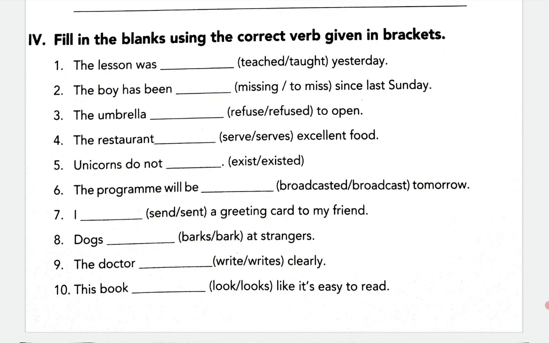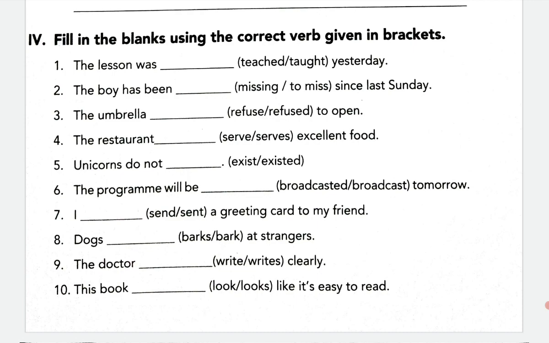Okay, now coming to the next exercise, correct the verb form. That is easy. It's given in the brackets. The lesson was dash yesterday. The lesson was taught yesterday. The boy has been dash since last Sunday. The boy has been missing. The umbrella dash to open. The umbrella refused. Ed is there. Refused to open because it is past. The restaurant dash excellent food. The restaurant serves excellent food.